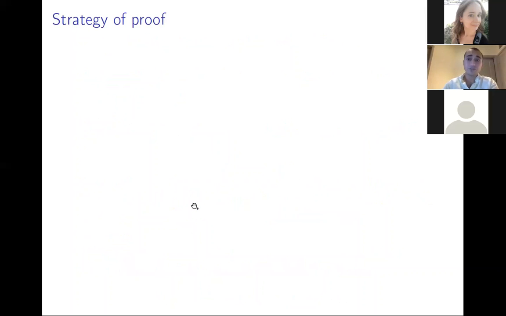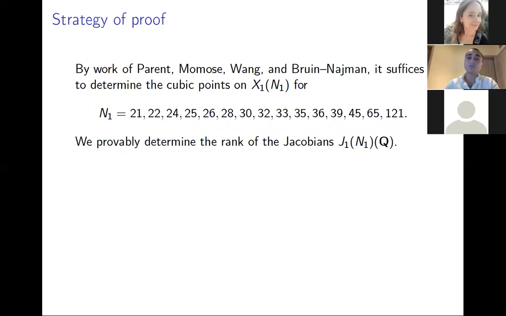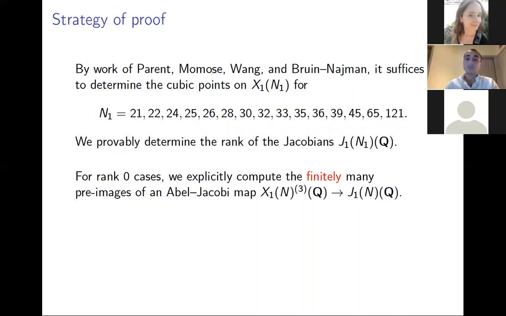So the strategy of our proof is, by work of Perron, Momose, Wang, Bruin, Najman, it suffices to determine the cubic points on the following modular curves. So X_1(n) for n as follows. And we break this up into two cases. So the first thing we do is we provably determine the ranks of the Jacobians for these curves. And we find that all but two of them have rank 0, which is great. So when the rank is 0, we explicitly compute the finitely many preimages of an Abel-Jacobi map. And this is really great because it says the Jacobian is torsion.